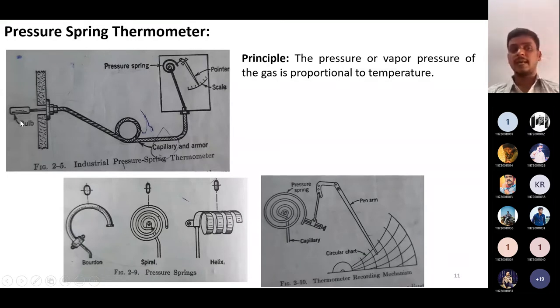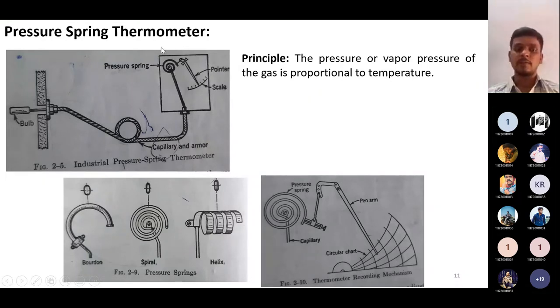The operating principle behind this pressure spring thermometer is that the pressure or vapor pressure of the gas is proportional to the temperature. So this is a gas expansion or vapor expansion thermometer. As soon as the fluid inside this bulb senses the outside temperature, the gas or the vapor will expand. This expansion of the fluid inside the bulb will produce some displacement. That displacement will be carried by the capillary and armor, usually a very long one, and it will deflect the pressure spring.